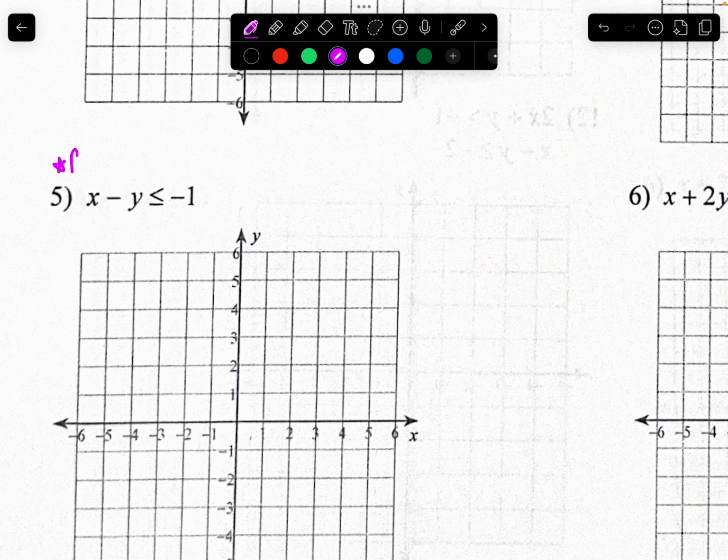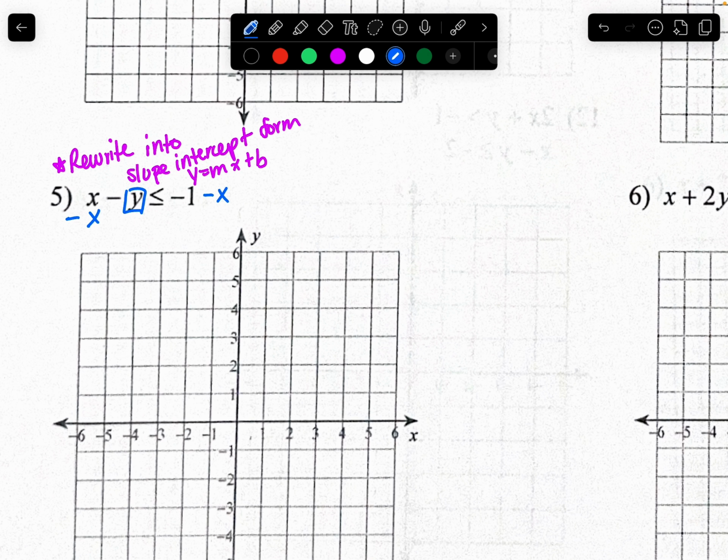Let me see here. Rewrite into slope-intercept form, AKA y equals mx plus b. Now, how do you do that? You just need to isolate y by subtracting x to both sides. Since these two are not like terms, you do not add them. Please don't. Okay, they are not friends. They're like enemies. You cannot combine them. It's -1 minus x.